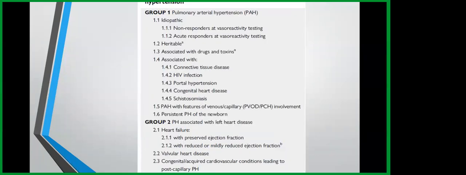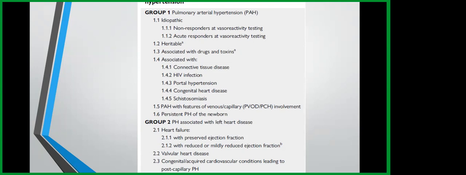Okay, so like we all know, the classification, there are 5 classes, or 5 groups, let me put it that way. Okay, group 1 is known as pulmonary arterial hypertension. They are idiopathic, heritable, and associated with drugs and toxins. Okay, they now have group 1 associated with other diseases such as connective tissue diseases, HIV, portal hypertension, schistosomiasis, congenital heart disease. Okay, even persistent pulmonary hypertension of the newborn.